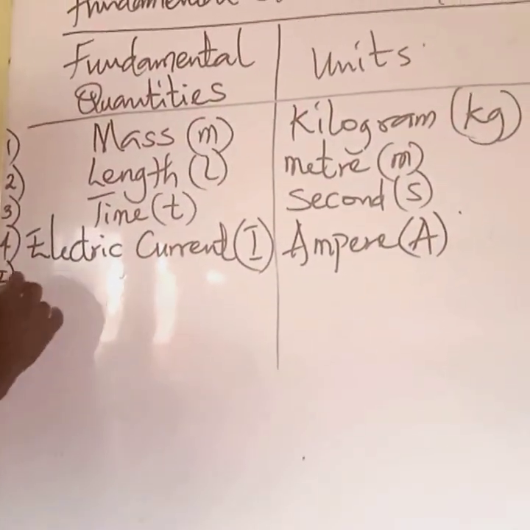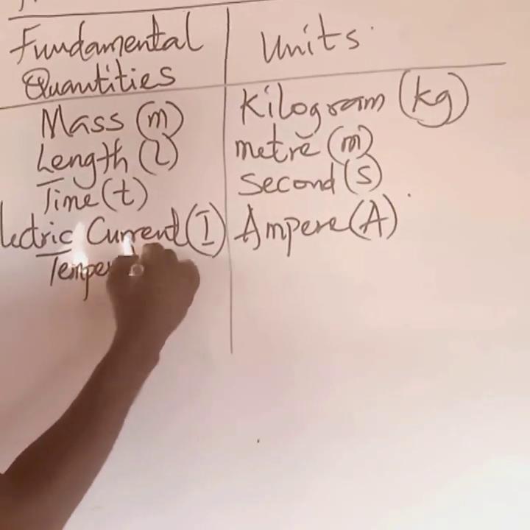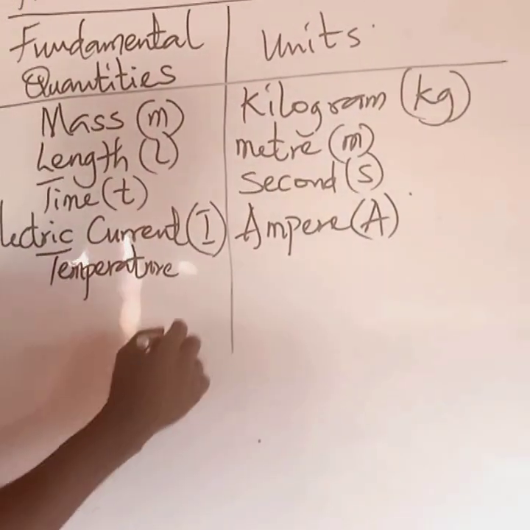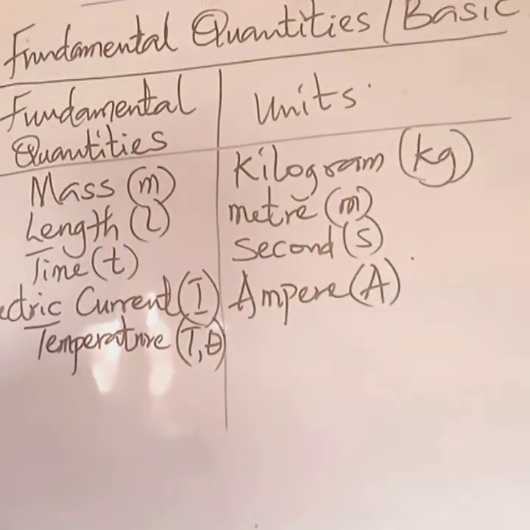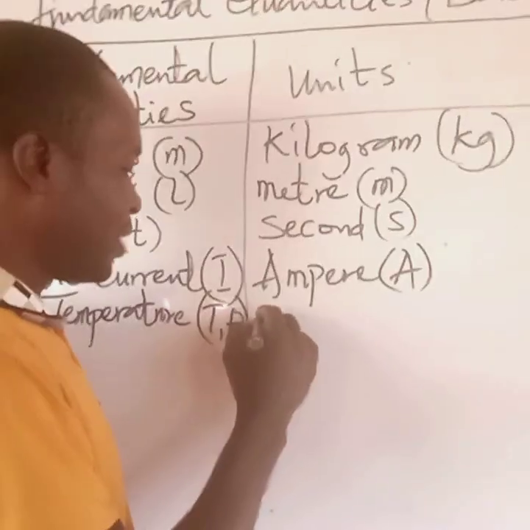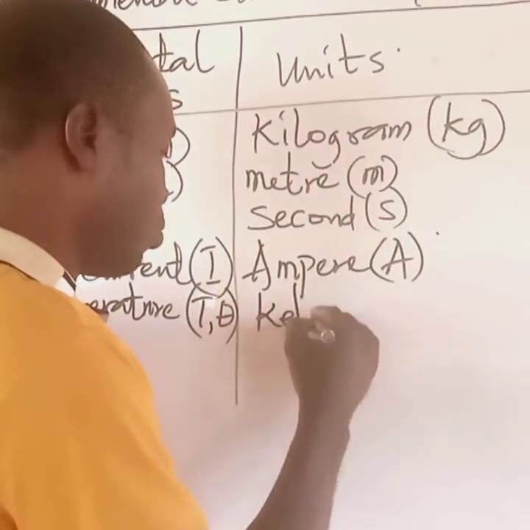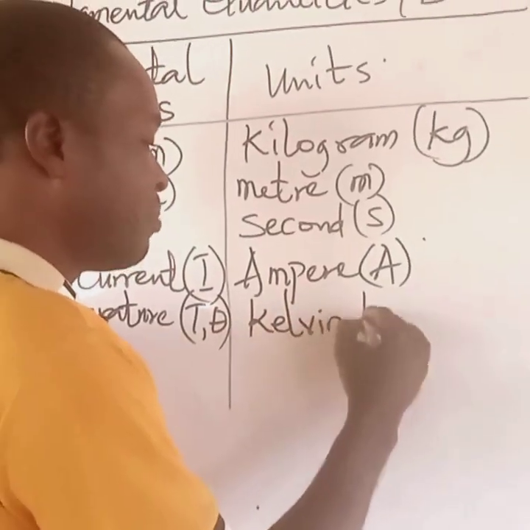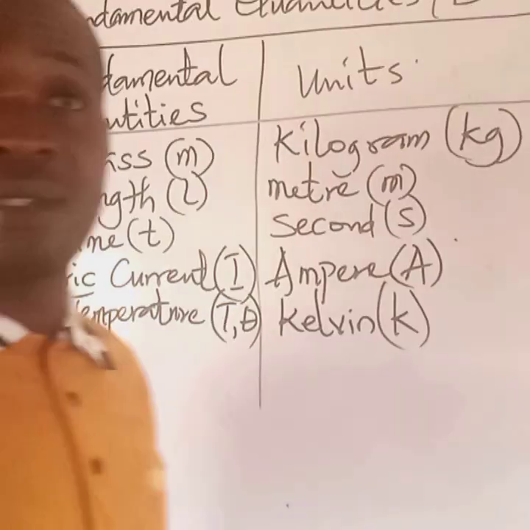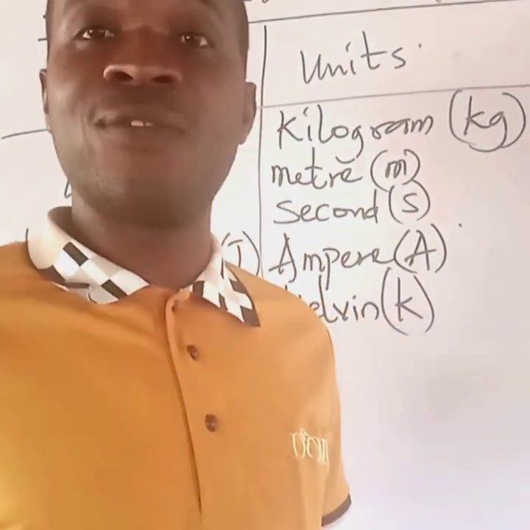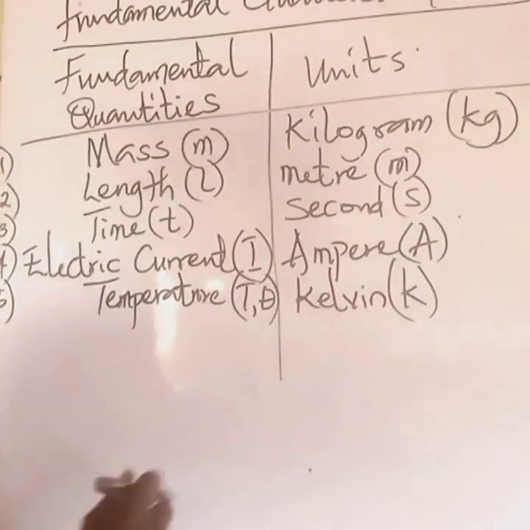Number 5, we have temperature. At times we call it thermodynamic temperature. We use T or we use theta, either of the two, to denote temperature. And the unit of temperature, especially thermodynamic temperature now, is Kelvin, and that is K. So we also have some other units like degree centigrade or Fahrenheit. But for thermodynamic temperature, it is Kelvin.